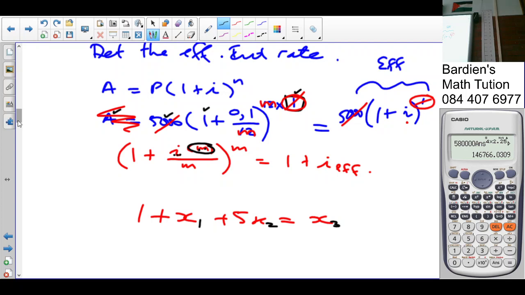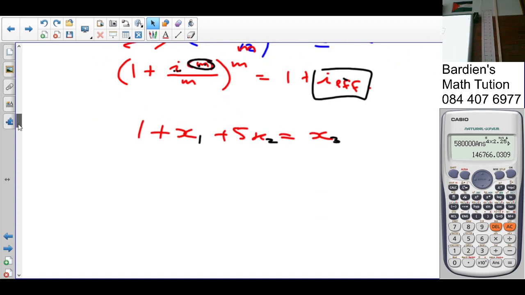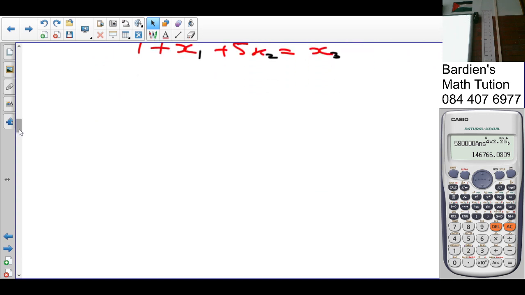However, that I is never equal to that I, or is not the same value. That's why we say I to the exponent m and I effective, so that you know this is a nominal compounding and this is your effective interest rate. Let's look at the example. Just remember this formula here is your conversion from nominal to effective. You can write it down.